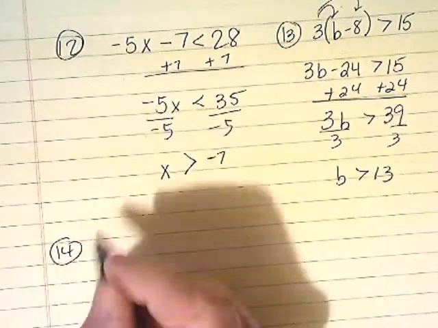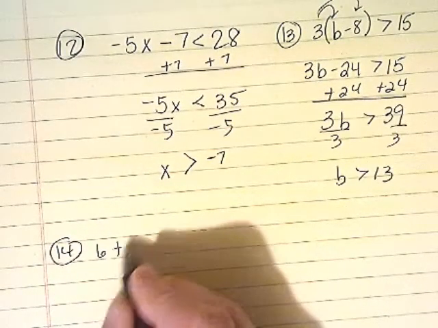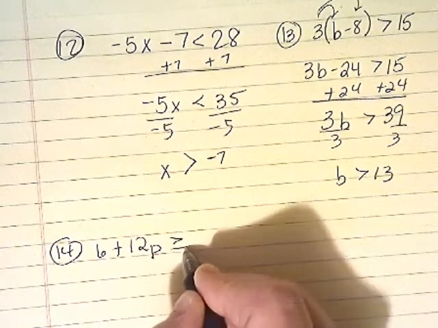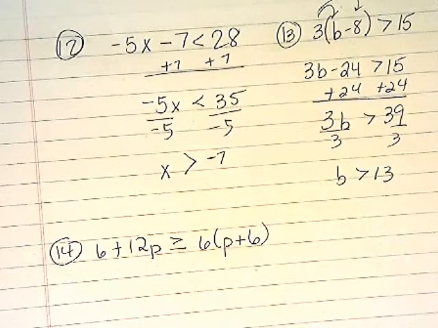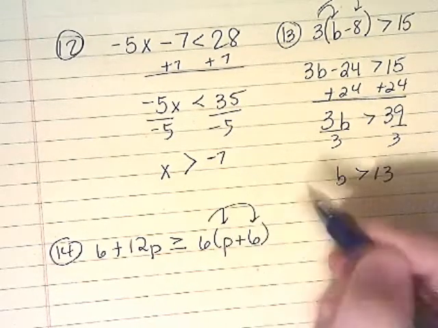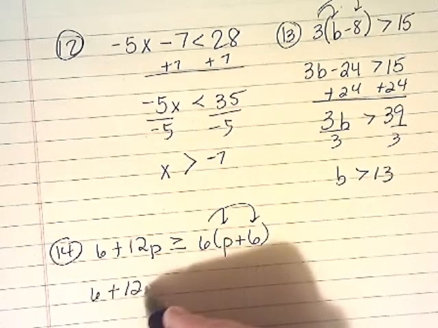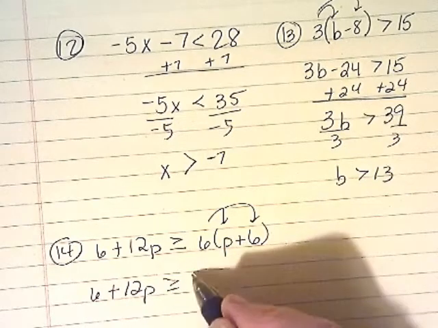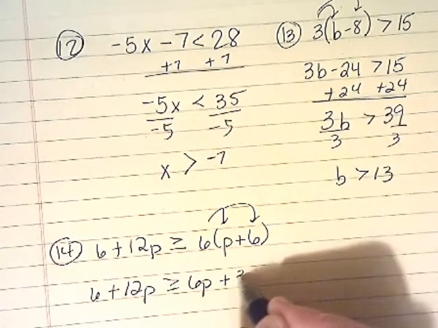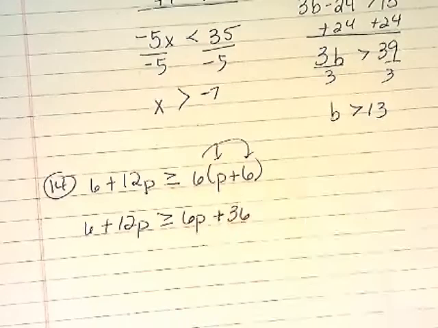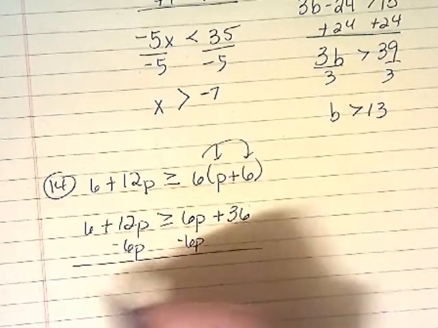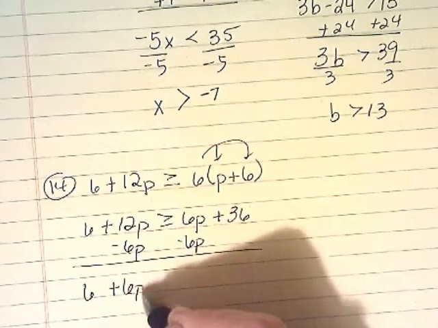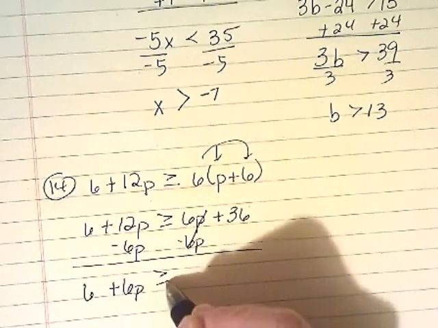14. 6 plus 12p is greater than or equal to 6 times p plus 6. So we'll distribute. So 6 plus 12p is greater than or equal to 6p plus 36. Subtract 6p from both sides. So I get 6 plus 6p, those cancel, greater than or equal to 36.